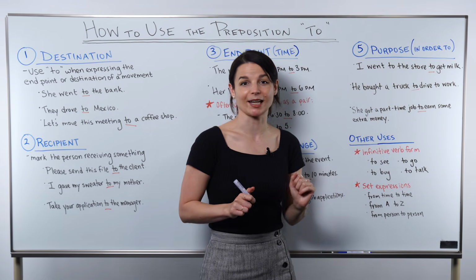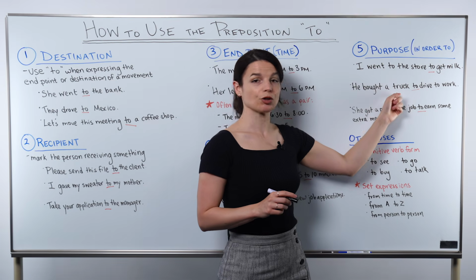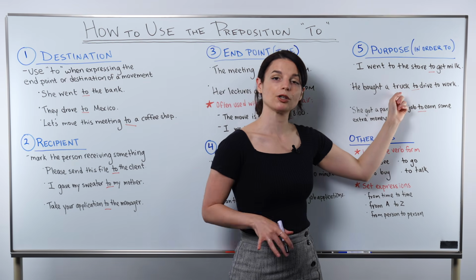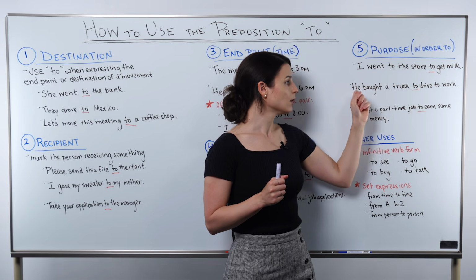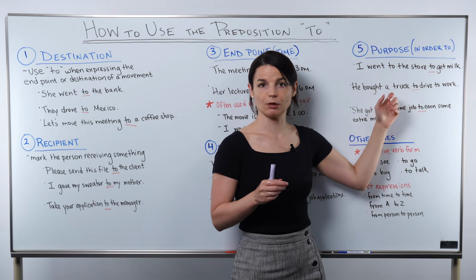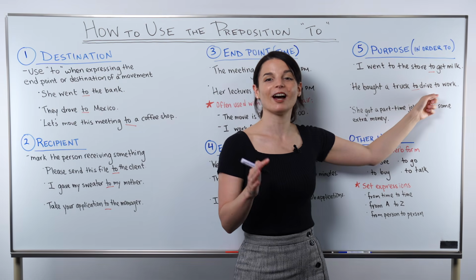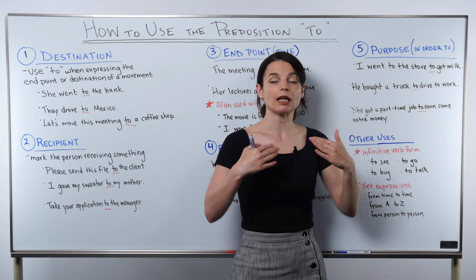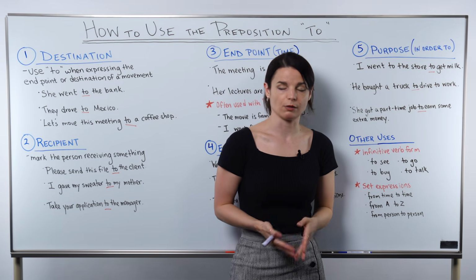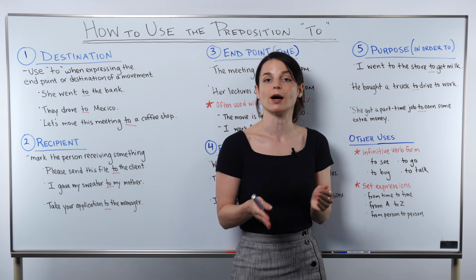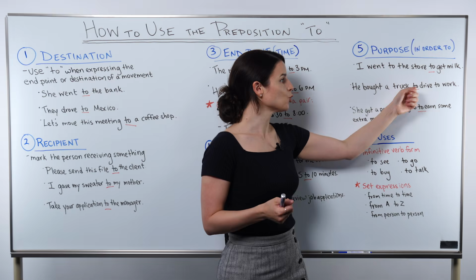So let's look at our second example. He bought a truck to drive to work. Here again, we have a simple past tense statement, right? He bought a truck. And then to drive to work. So he bought a truck in order to drive to work. So this expresses the reason he bought the truck. We use to do this.